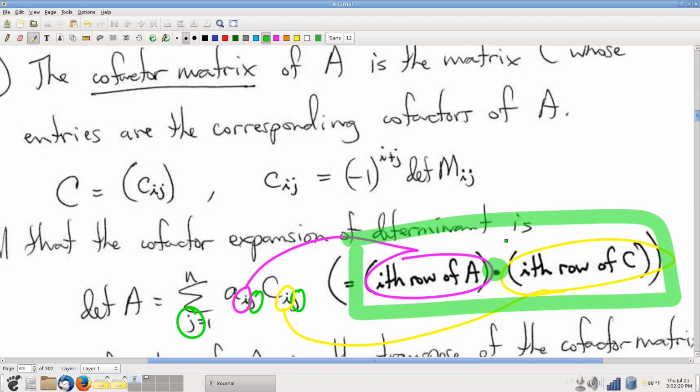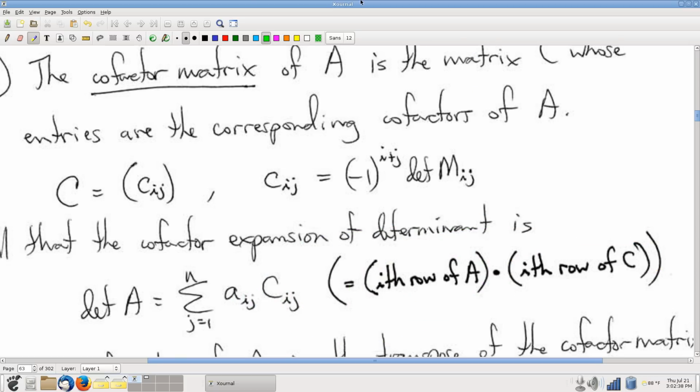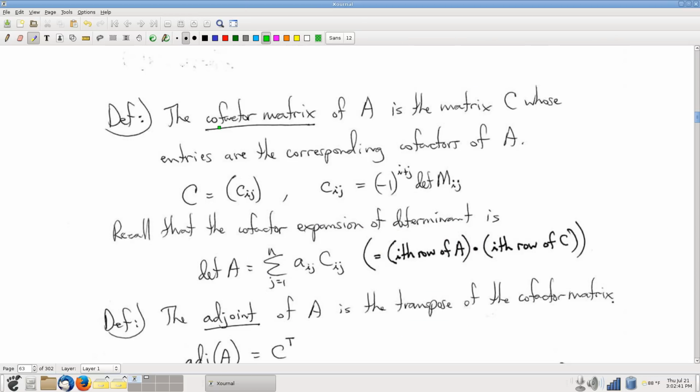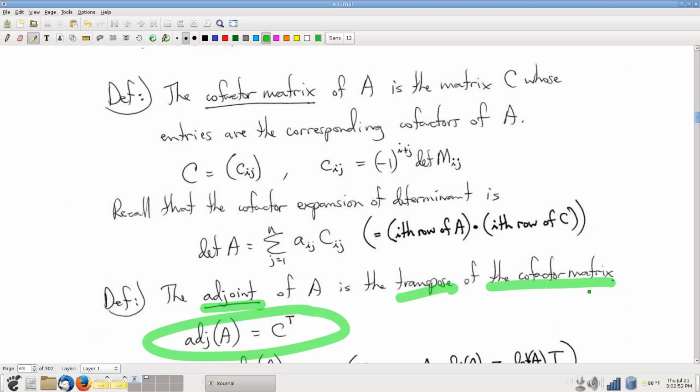So kind of a weird point of view. We hadn't thought of determinants in that way before. Again, not clear why this is going to be useful, but nevertheless, we've made a connection. We can think of a determinant as a dot product of rows of these matrices. Okay. All right. So what are we going to do with this? Well, we're going to make another definition to define this thing called the adjoint of the matrix A. And the adjoint is simply the transpose of the cofactor matrix.